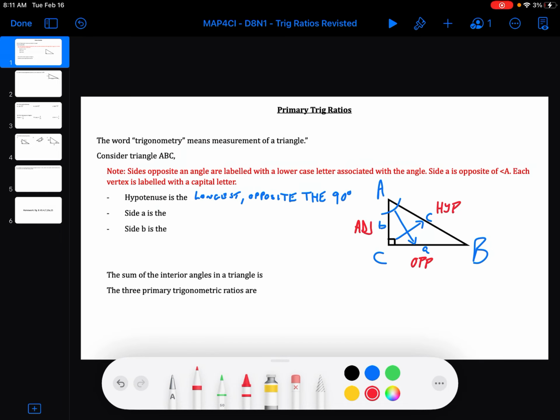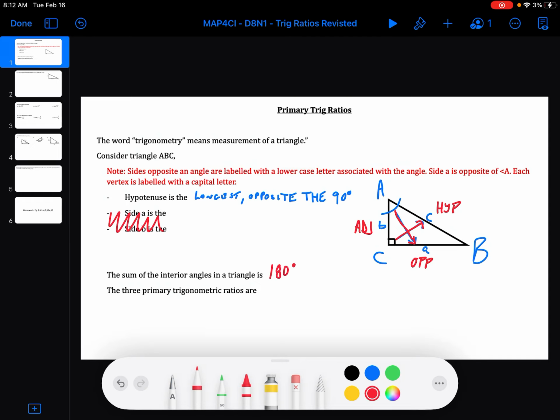Okay, so we're going to label it always the same way. Hypotenuse first, then opposite, then adjacent. Okay, and I'm just going to kind of scratch those up. Side A is always across from angle A, side B is always across from angle B, and side C is always across from angle C. Okay, but when you're labeling it, you always have hypotenuse, opposite, adjacent, from whatever angle you're dealing with. The sum of interior angles is always 180 degrees.